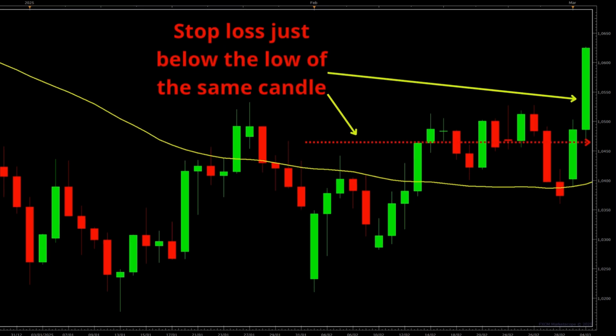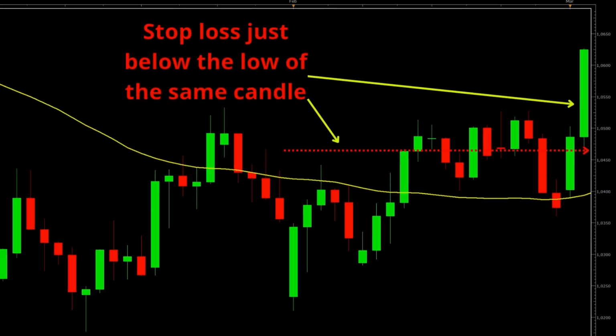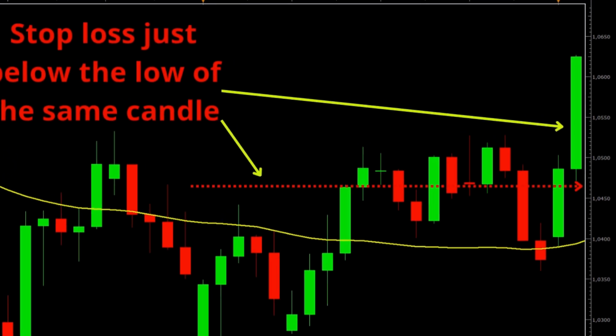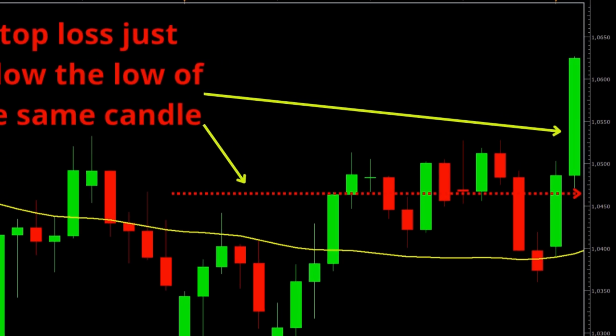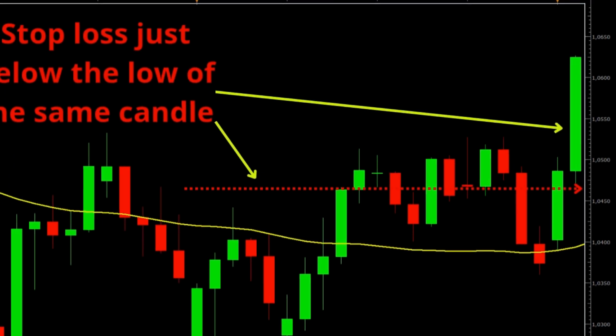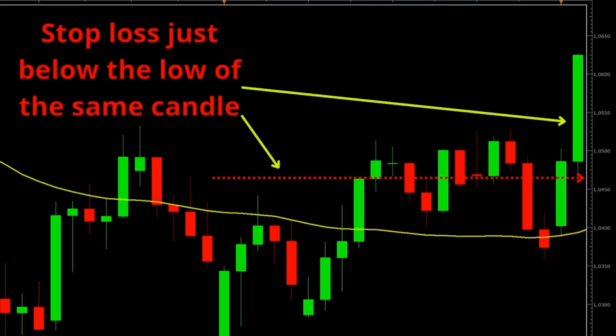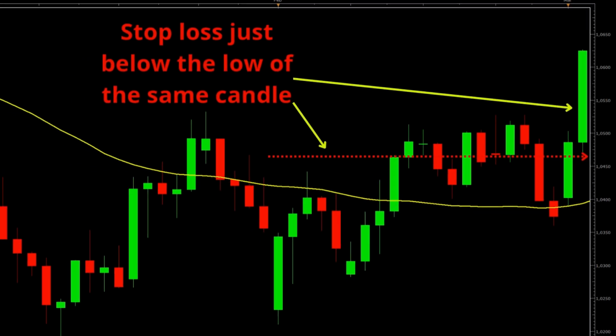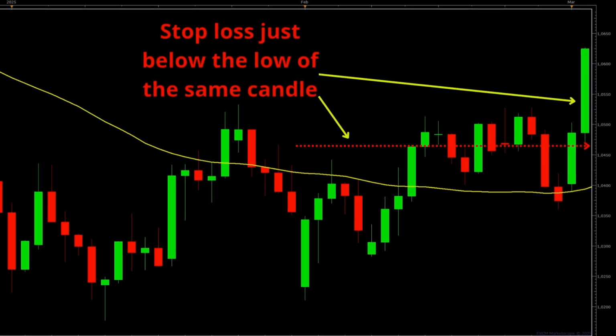Risk management is simple and effective. Your stop loss goes just below the low of the setup candle. This placement is strategic. If the price falls below the starting point of that strong buying candle, the entire trade idea is invalidated. This allows you to exit the market quickly and to minimize potential loss.